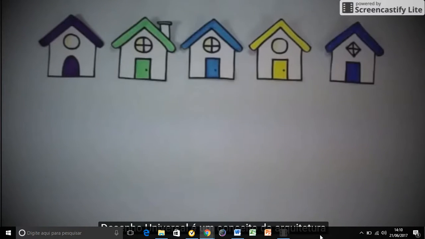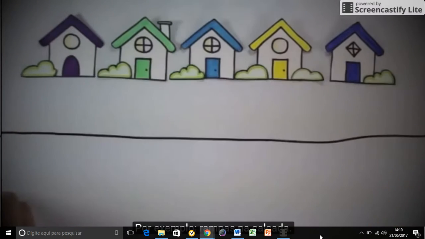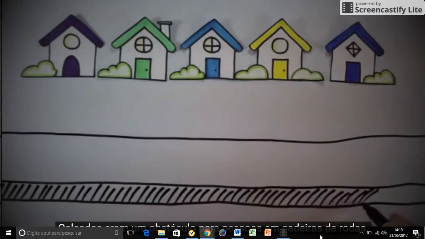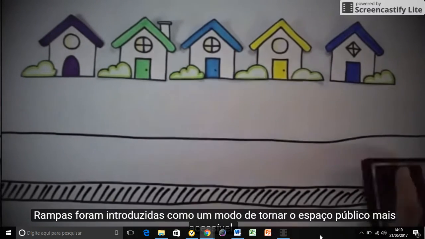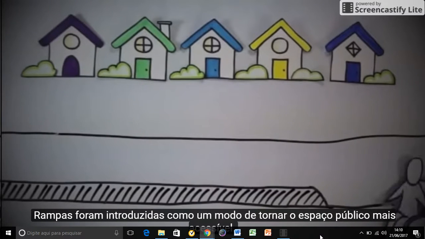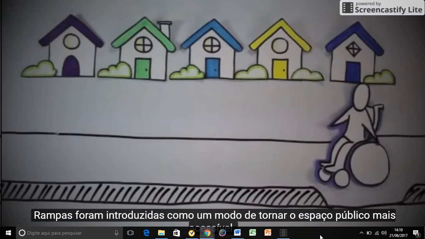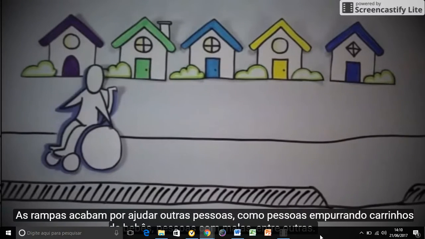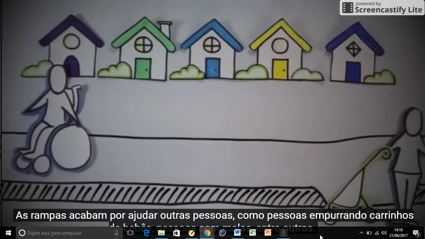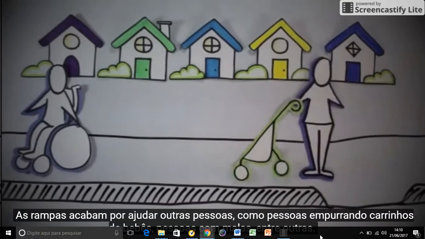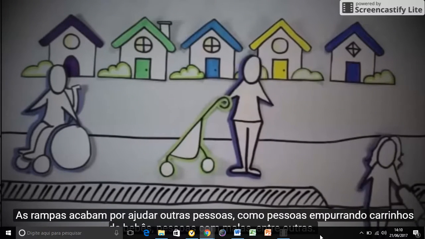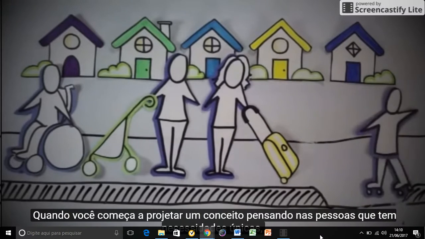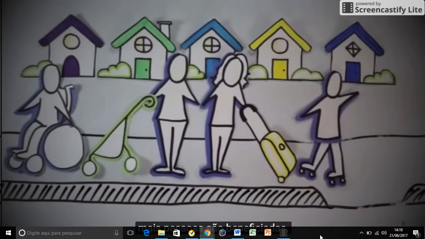Universal design is a concept from architecture. For example, curb cuts. Curbs presented an obstacle for people in wheelchairs. So, curb cuts were introduced as a way to make public spaces more accessible. Turns out, it helped others as well. People pushing strollers, pulling suitcases, rollerblading, and more. When you start a design concept thinking about people who have unique needs, more people benefit.